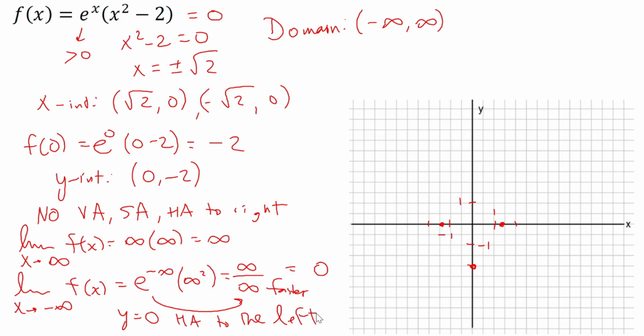So that's everything we can do without taking a derivative, and we'll make sure that when we graph this, we remember to put in our horizontal asymptote to the left. In fact, there's our horizontal asymptote to the left. So we'll make sure that we're approaching that as we graph this problem. So next up is to find our derivative. So we'll need a new page for that.